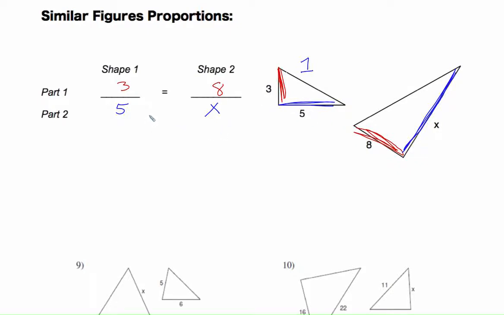All right, now all I got to do is solve the proportion, just like you've been doing. So you can cross multiply and divide. Easy way to get that answer.